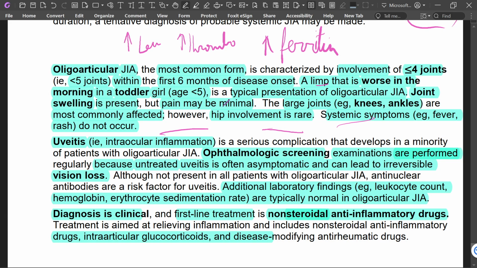Systemic symptoms, fever, and rash do not occur. Uveitis, intraocular inflammation, is a serious complication, so ophthalmologic screening may be performed because untreated uveitis may lead to vision loss. Leukocyte count, hemoglobin, and ESR are typically normal. Diagnosis is clinical. First line treatment is NSAIDs.